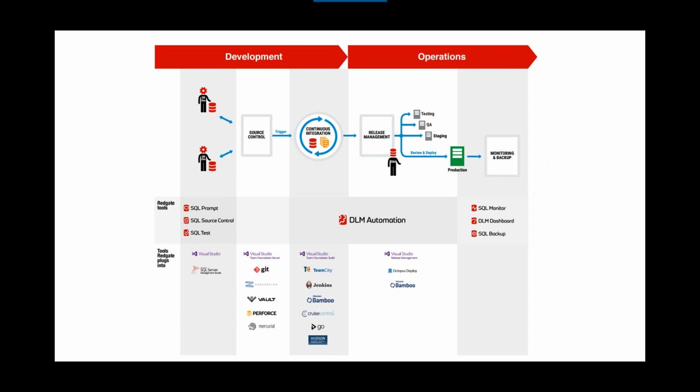Now, that's where our DLM automation tools come in, and they work with you across all of your environments: testing, QA, staging, pre-prod, however you've got it, to ensure that you've got a release management process. They hook, again, into the same tools that you're used to using: Visual Studio Team Foundation, Visual Studio Release Management, and all the really cool tools like Jenkins, Bamboo, Octopus Deploy. These are fun tools. I really do like them.